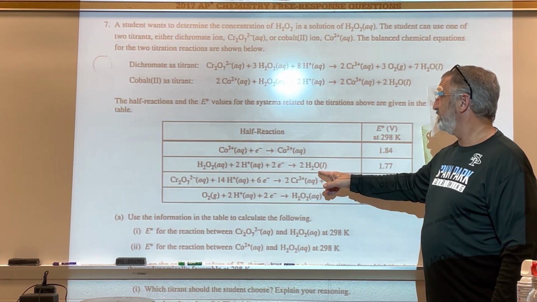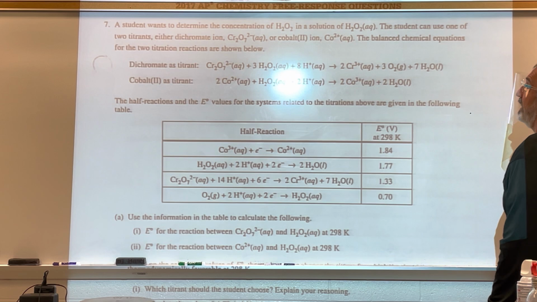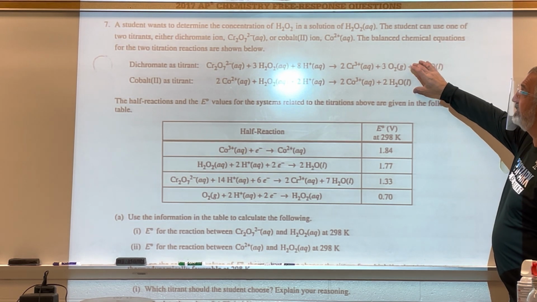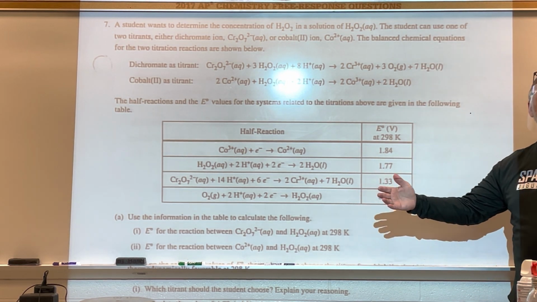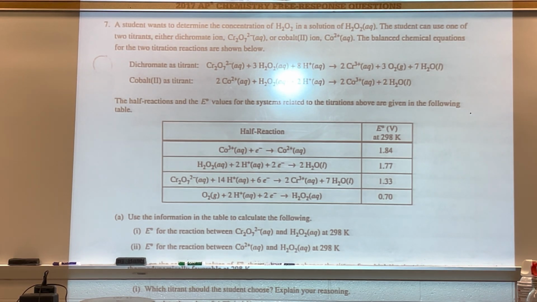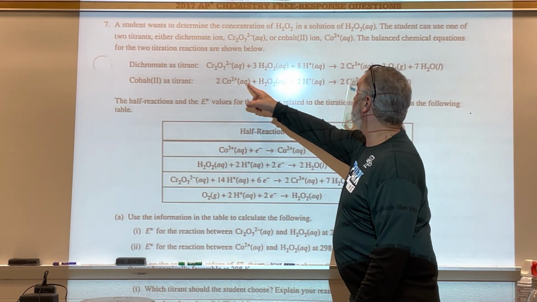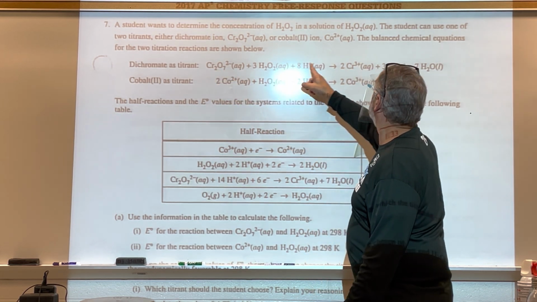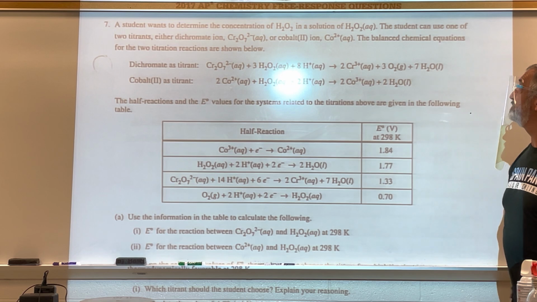Okay? So, all right. So, a student wants to determine the concentration of H2O2 in a solution of H2O2. The student can use one of two titrants, either dichromate or cobalt-2. The balanced chemical equations for the two titrations are given below. Okay? So here are my equations for what's happening. So they're telling you now in the equation which one's being oxidized, which one's being reduced. In each case, notice the cobalt is being oxidized. The chromium here is +6, and it's going to +3, so it's being reduced.